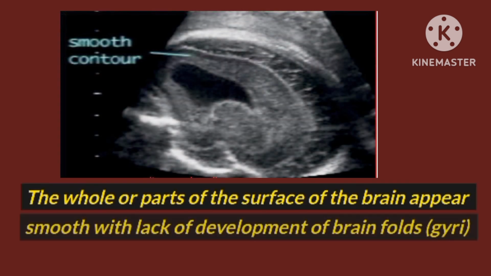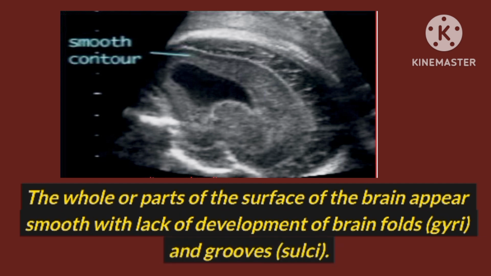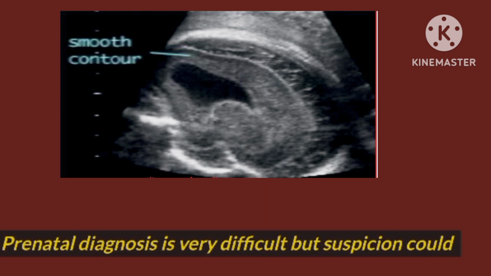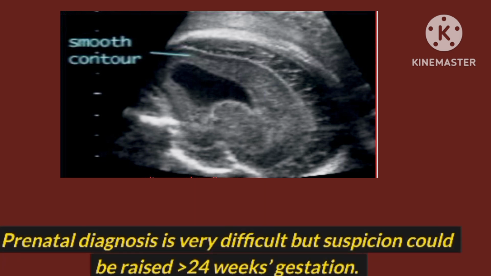Number 14. Lissencephaly. Ultrasound diagnosis. The whole or parts of the surface of the brain appear smooth with lack of development of brain folds, gyri, and grooves, sulci. Prenatal diagnosis is very difficult but suspicion could be raised greater than 24 weeks gestation.